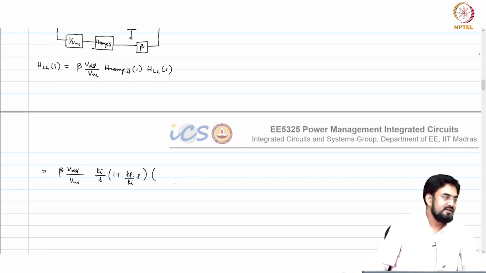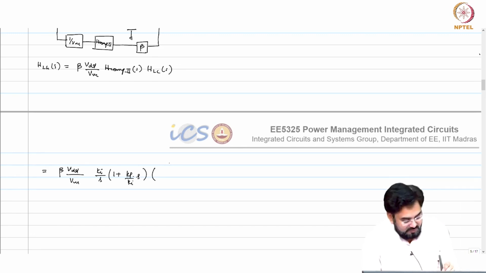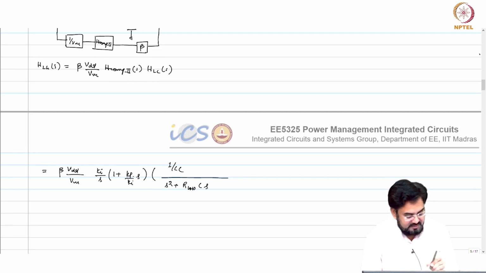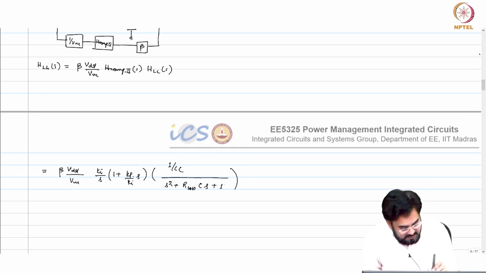What was the LC? LC at R load equal to infinite, or 0 load current. So 1 over 1 by LC over S square plus R loss Cs, correct, plus 1. R loss by LC. Sorry, R loss by LC.